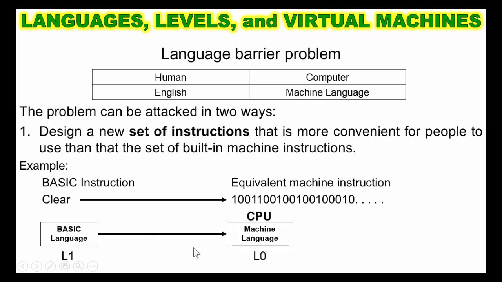programmers use a new language like the BASIC programming language. As an example, suppose we want to clear the screen by writing the command clear. Since the computer speaks machine language, the BASIC command clear will be translated to its equivalent machine language made up of 1 and 0 or binary numbers. Therefore, programmers like us no longer write codes in binary numbers, ones and zeros. The BASIC language is language L1 and the machine language is language L0. The high-level English-like BASIC programming language is translated into a machine language so that the CPU can run and execute.